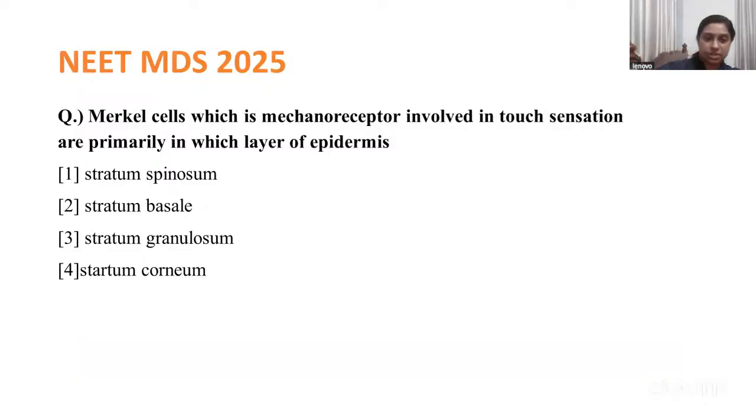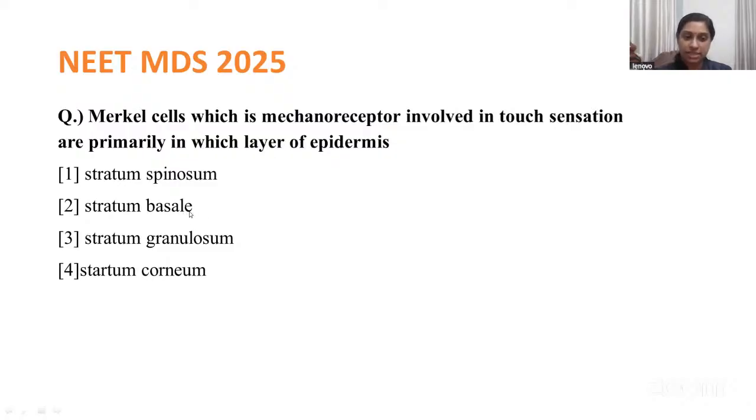Coming to the next question. Merkel cells, which is a mechanoreceptor involved in the touch sensation, they are primarily in which layer of the epidermis? So what are the layers of epidermis? So the layers of epidermis means the basal layer, that's a bottommost portion of the epidermis. Epidermis has got many layers, no? And the basal, undermost layer is the basal layer or the germinativum layer.